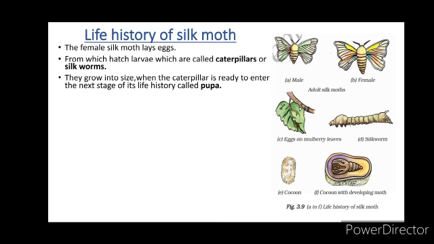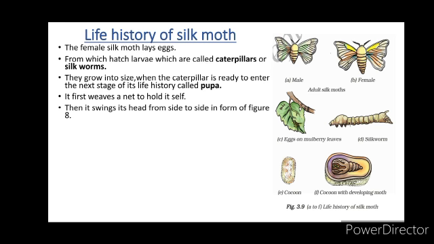After they grow in size, when the caterpillar is ready to enter the next stage of the life history, that is called the pupa. The pupa stage is when the insect, or the silkworm, is in its inactive immature form between the larva and adult form of the life cycle. It first weaves a net to hold itself.